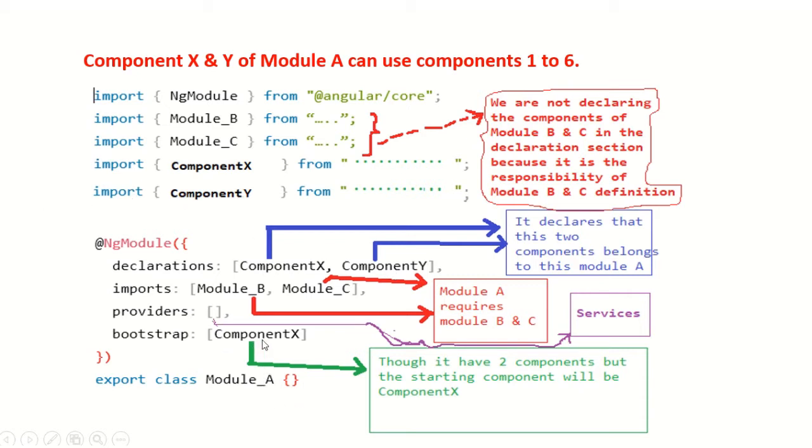Then we are going to component X, bootstrap. Anyway, we have to start with one component at a time. Two components will not be started, I will start only one component at a time. So I have to bootstrap it. Though it has two components, the starting component will be component X. So bootstrap is meant for that. You can see in many applications the bootstrap we are writing is app component.